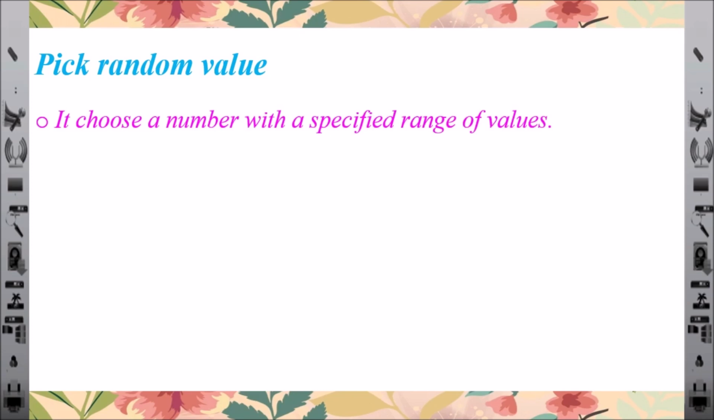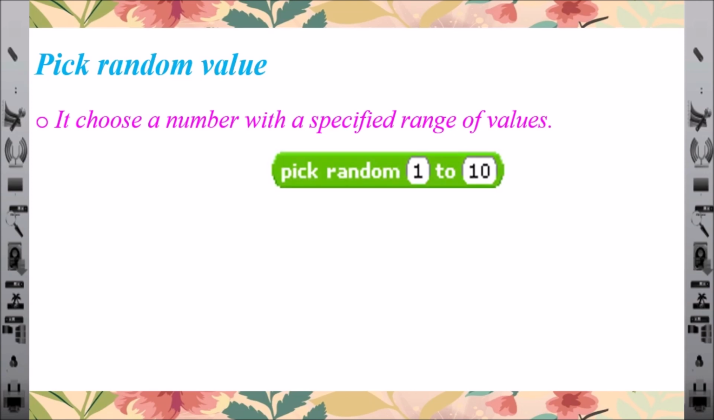For example, if you set the range as 0 to 50, the value is automatically picked randomly by using this command, pick random 1 to 10. This is an example of the command pick random 1 to 10. The first number, the starting number, is 1 and the end number is 10. The picked value will be between 0 and 11, that is, from 1 to 10.